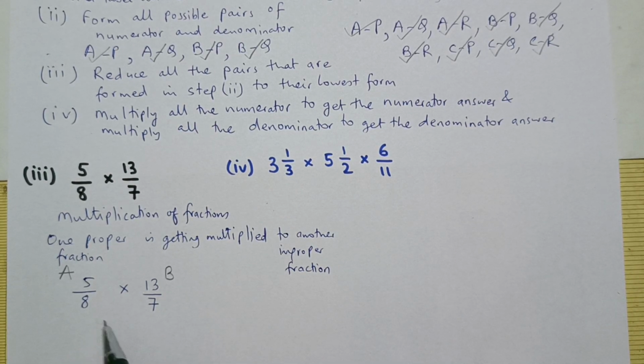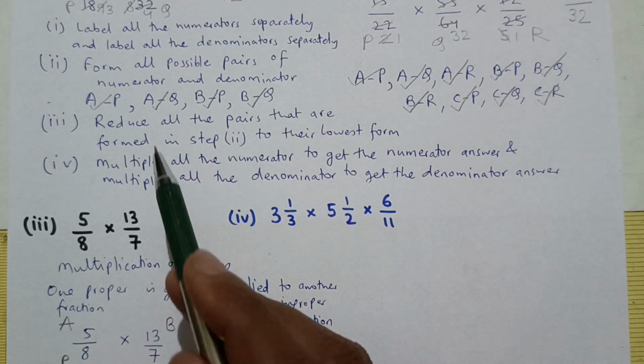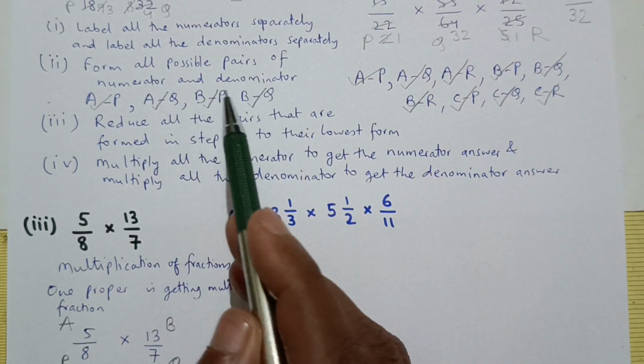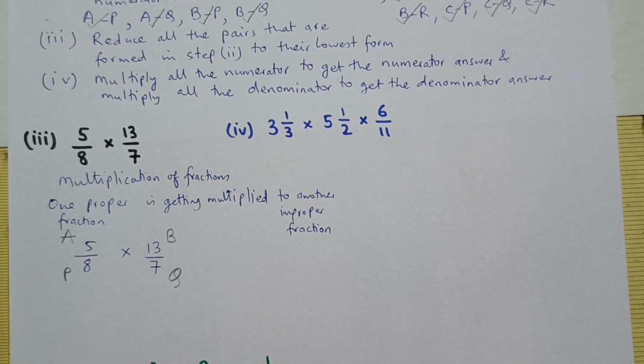Now let us label the denominators separately. So the denominators are 8 and 7. So let us say 8 is P and 7 is Q. So we have labeled the denominators as P and Q. Now step number 2 is form all possible pairs of numerator and denominator. So we have to form all possible pairs of numerator and denominator.